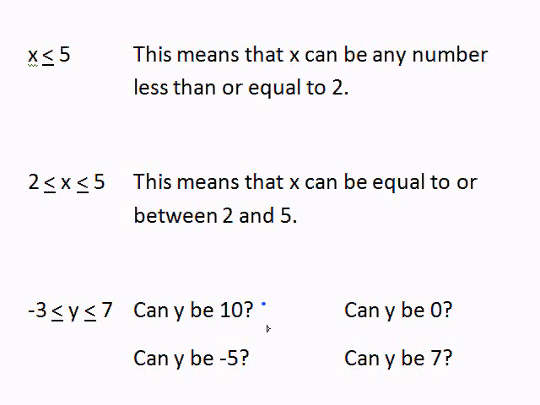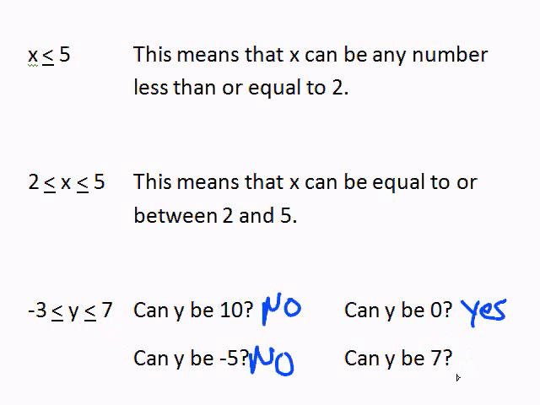Can y be 10? No, because y has to be between negative 3 and 7. Can y be 0? Yes, because y has to be between negative 3 and 7. 0 is between negative 3 and 7, so yes, this is true. Can y be negative 5? No, because negative 5 is not between negative 3 and 7.